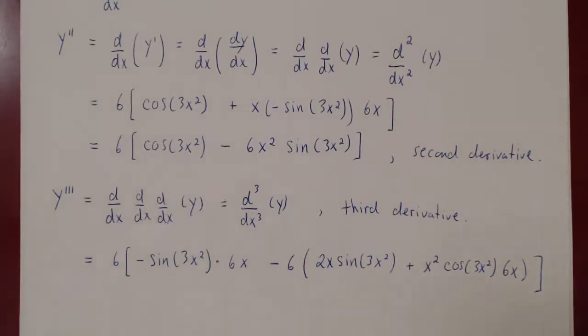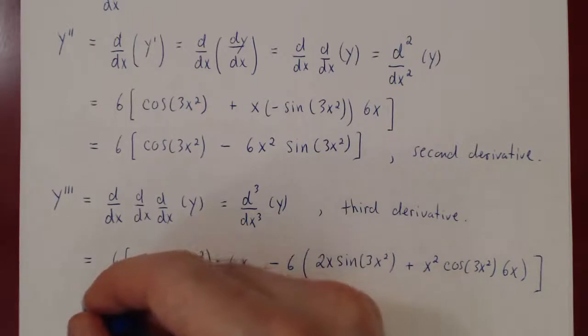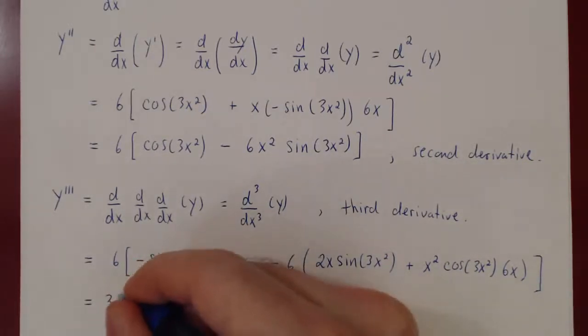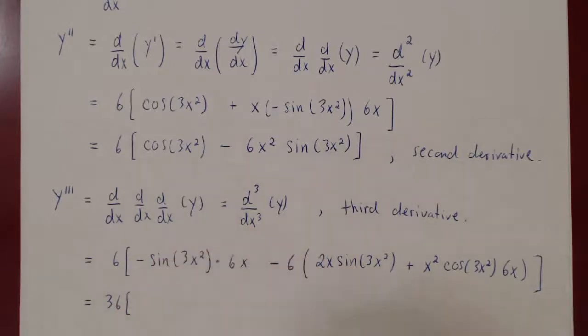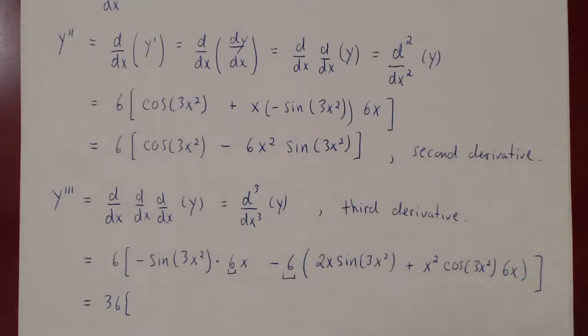And there you have it. We have now the third derivative of y. We can simplify a little bit. We can factor from both of these terms a 6. So we'll get 6 times 6 up front, which is 36. And if we factor the 6 out of both terms, let's see what we're left with.